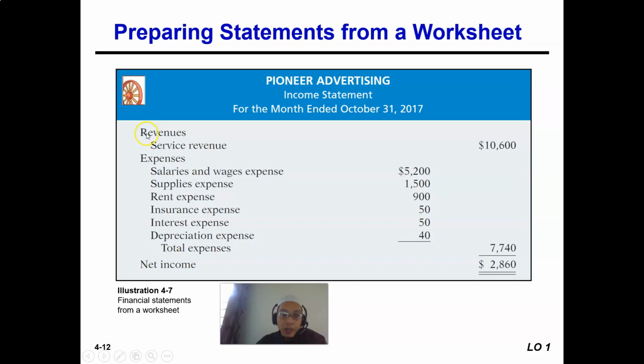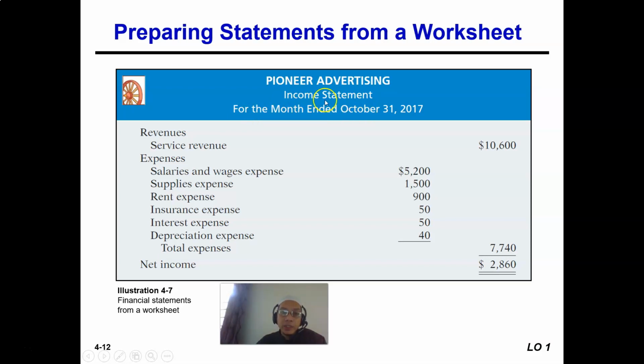In our income statement, we put in the name of the company, Pioneer Advertising. That's the header. The income statement has a header and a body. The header of the statement contains firstly the name of the company, secondly the name of the statement, which is called income statement, and thirdly the period.